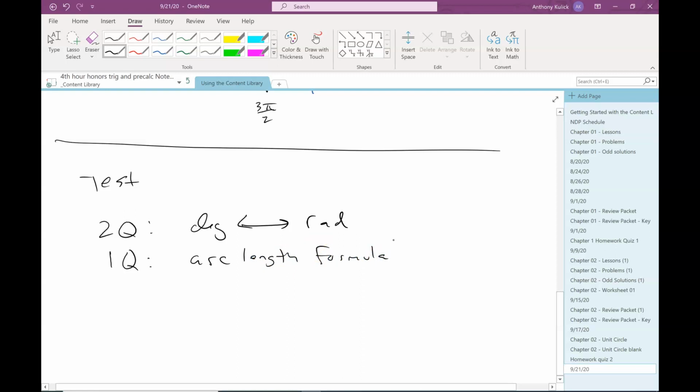You have one question using the arc length formula. So remember that has two versions. You have the radian version, and then, wait a minute, what was it again? I even forget now. I only just remember the radian version. Is that bad? That might be bad. I should know it. That's what it was.